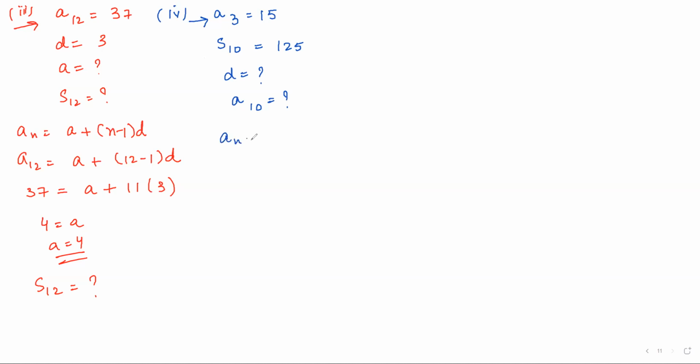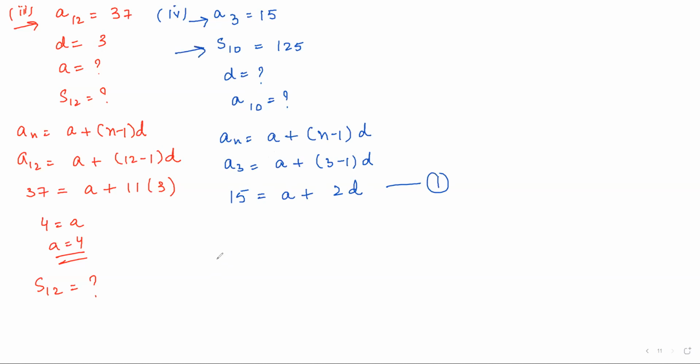So you start with the formula A plus N minus 1 into D. So A3 will become A plus 3 minus 1 into D. Now A3 is given, that is 15 is equal to A, I don't know, plus 2, D, I don't know. So this is one equation, right? You cannot solve it because you don't know A, you don't know D. Leave it.